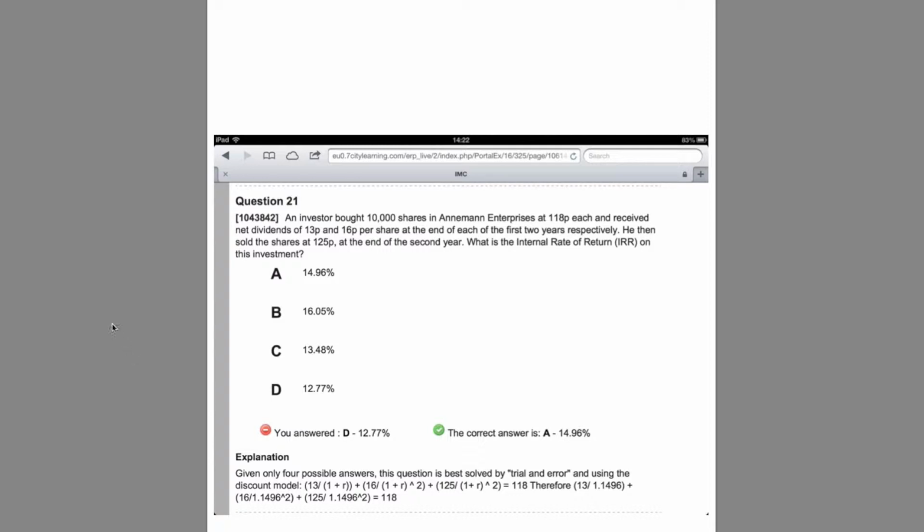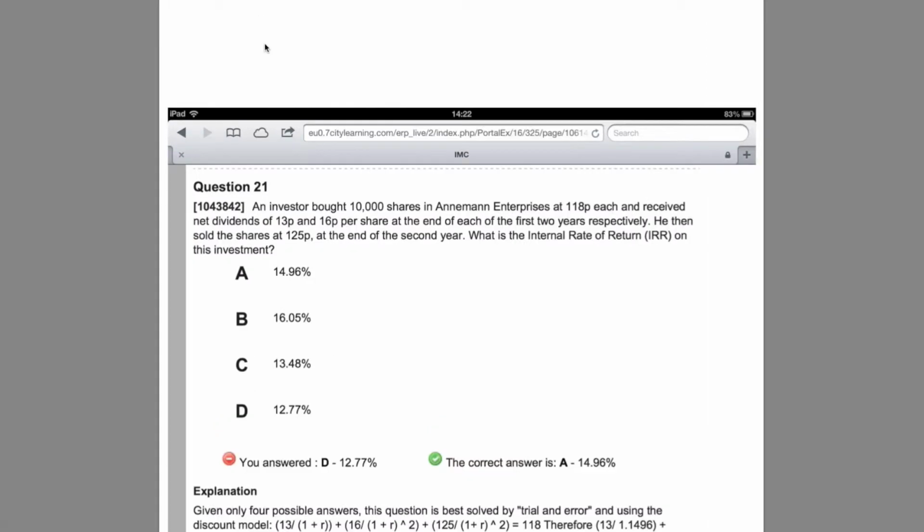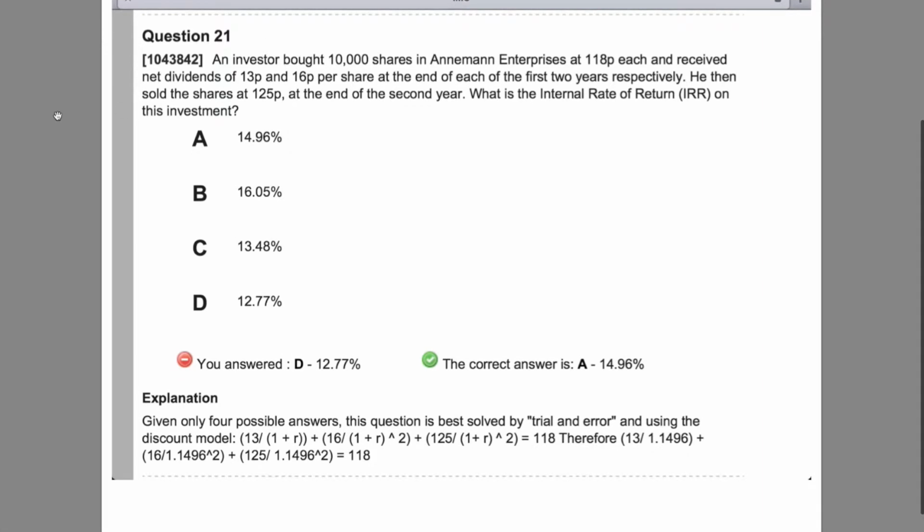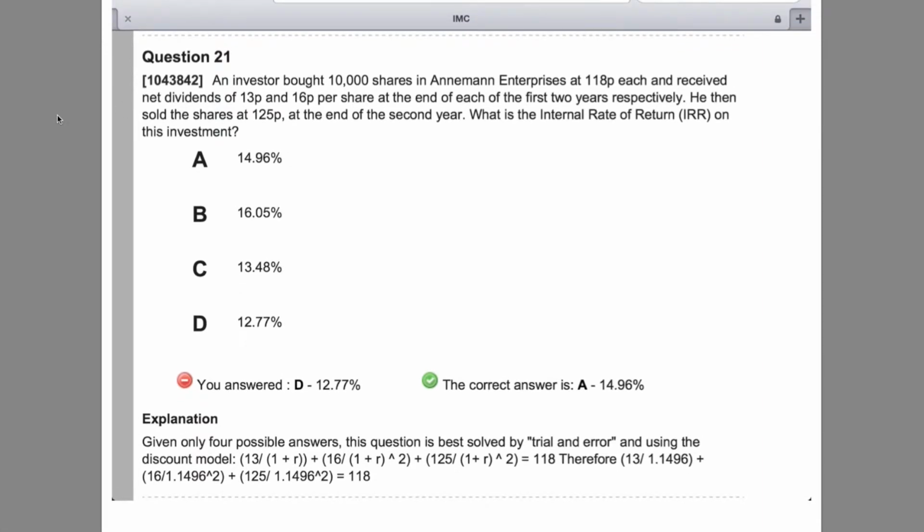I've received your first question and I thought I would give this a video reply because this is quite a tricky one, I guess. So let's see if we can get this done and dusted on a video reply for you. With regards to question 21, essentially what we're looking for is the internal rate of return.